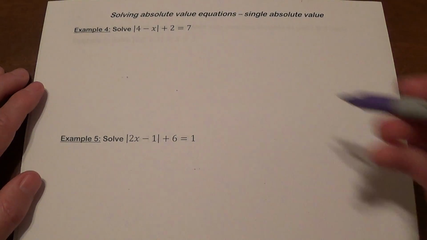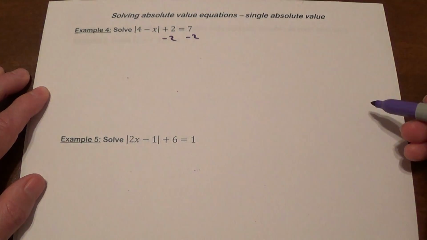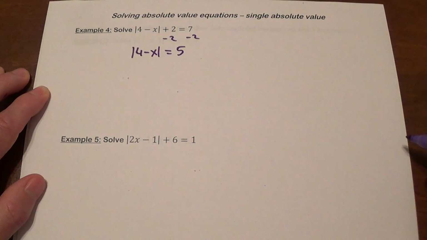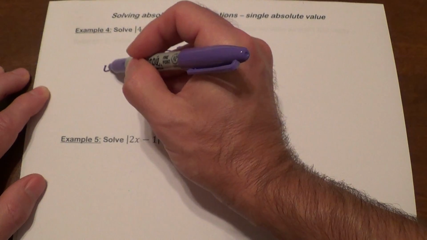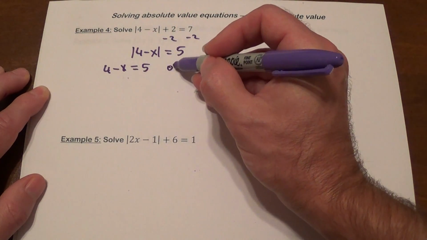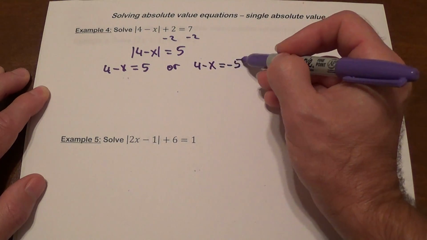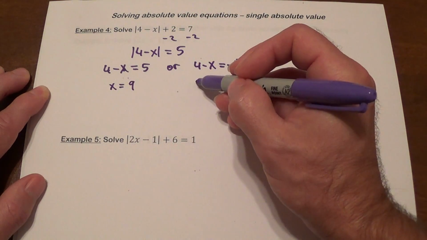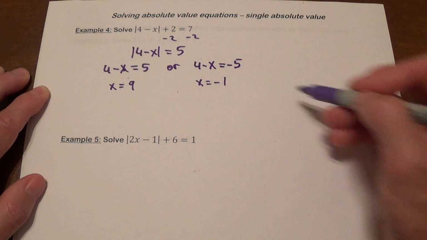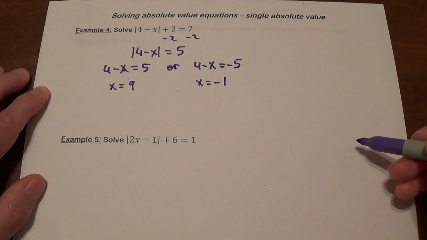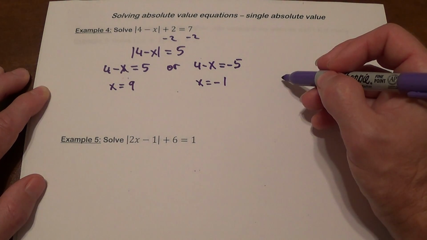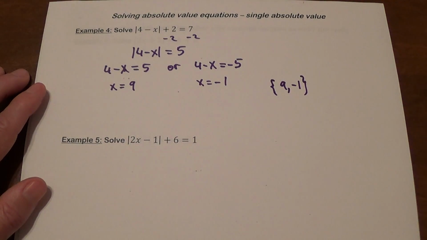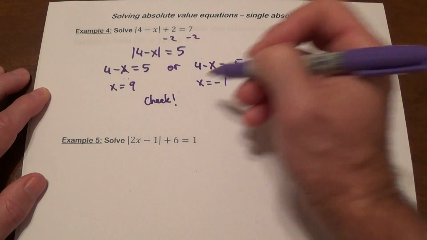Alright. Next problem, we have to lose the 2 on the left hand side. So the absolute value of 4 minus x is going to equal 5. So now we can write two equations. 4 minus x equals 5 or 4 minus x equals negative 5. So this one here is going to give you x equals 9. And this one is going to give you x equals negative 1. If you plug them back into the equation, they will work. I will show you problems where it does not. So we have 9 and negative 1. And you know what, I'm going to write here to remember to check them.